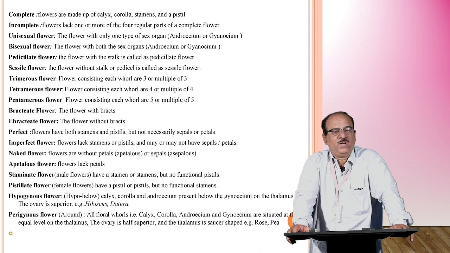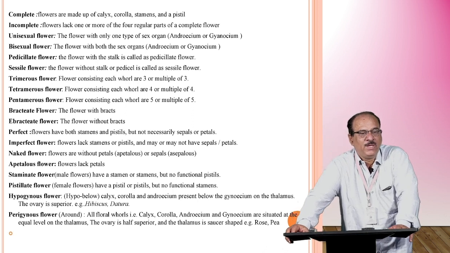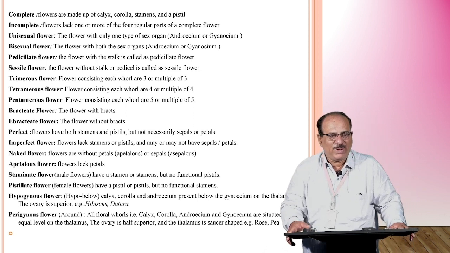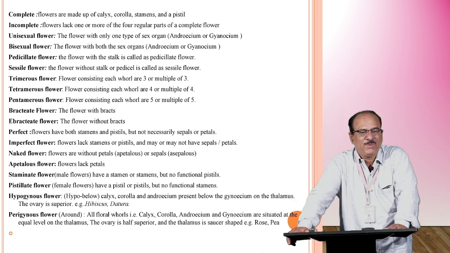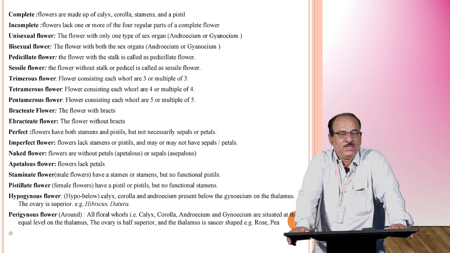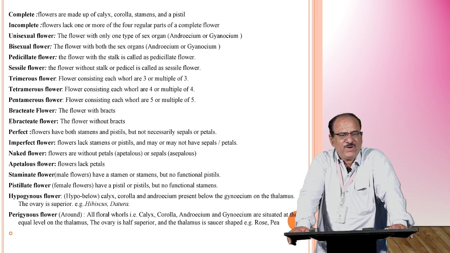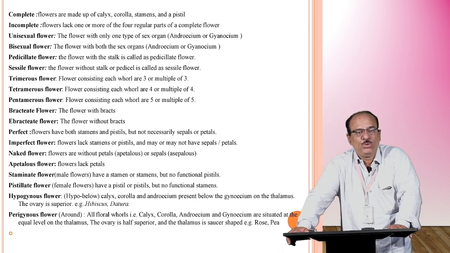Then if the bract is present at the base of the flower, bract is a small leaf-like structure, the flower is the bracteate flower. If the flower is without bracts, then it is ebracteate flower. Then we have perfect flower and imperfect flowers. Here, perfect flowers will have both the sex organs.